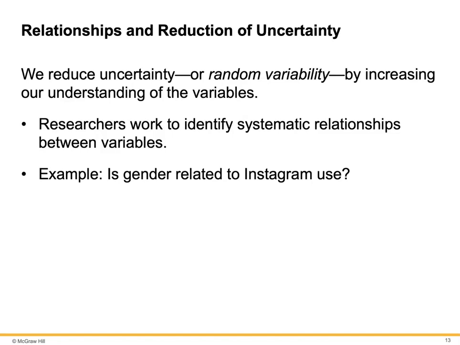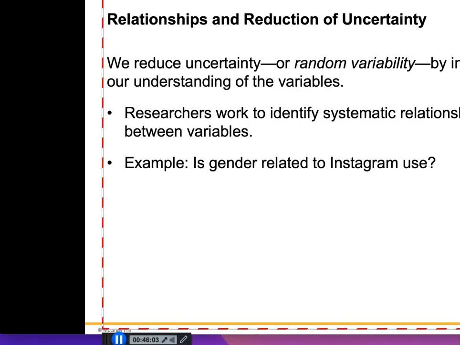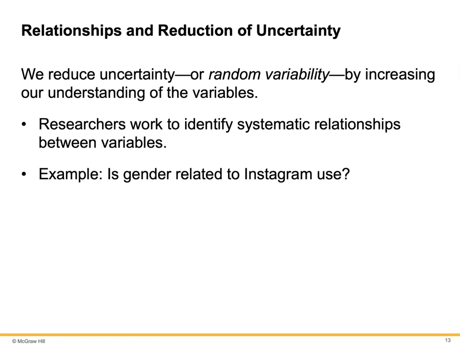But if we could explain the variability, it wouldn't actually be so random anymore. And so how can the random variability be reduced? And the answer is to see if we can identify variables that are related to Instagram use.